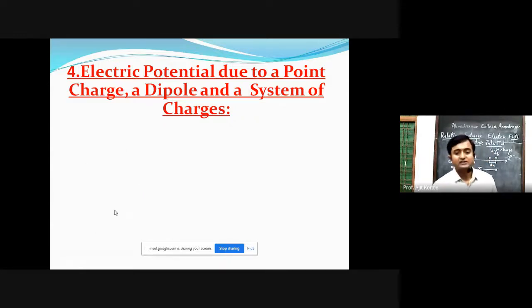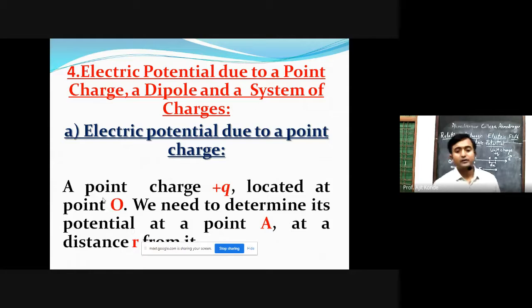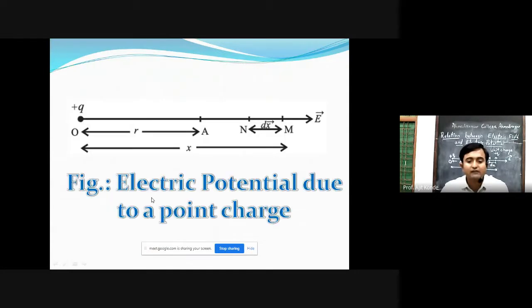We have the same diagram, and for that we have the explanation which I explained to you earlier. We have the same diagram for this derivation. A point charge plus Q located at point O, we need to determine its potential at point A at the distance r from it. See the diagram? I explained this diagram earlier.